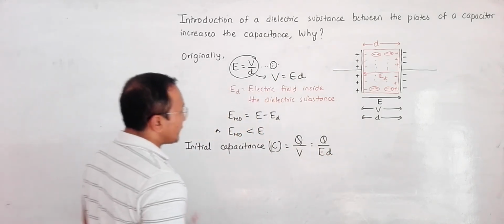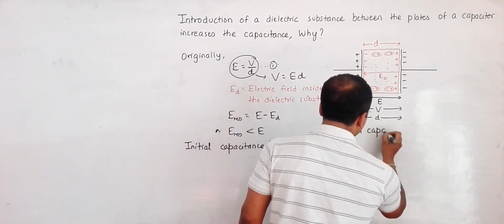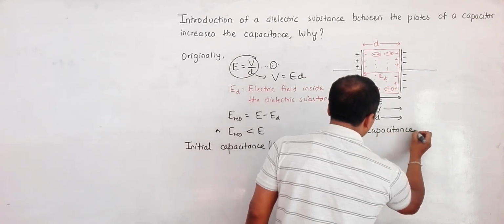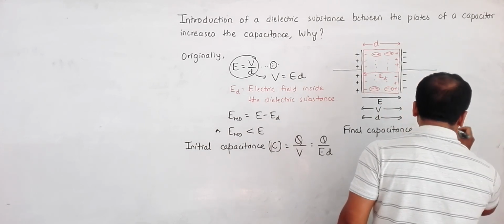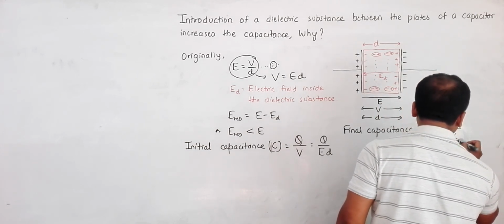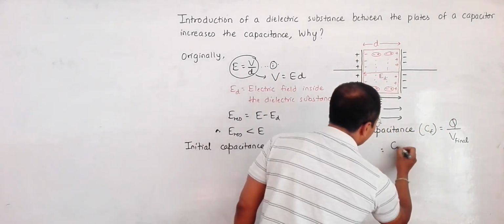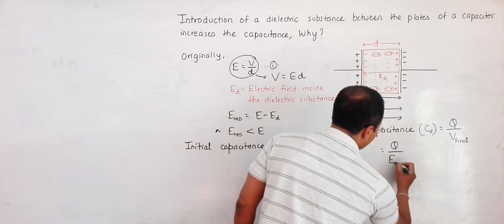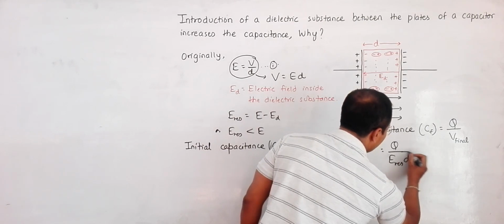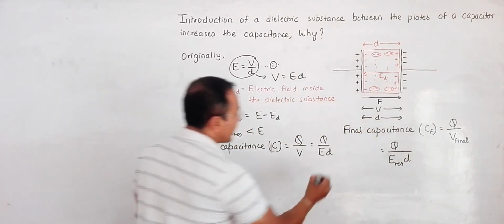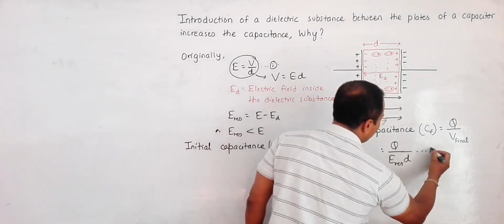Now the final capacitance, let me say C final, is equal to Q by V final. This will come out to be Q by E resultant, which is the final value of E as well, into D. So this is equation number 2 and equation number 3.